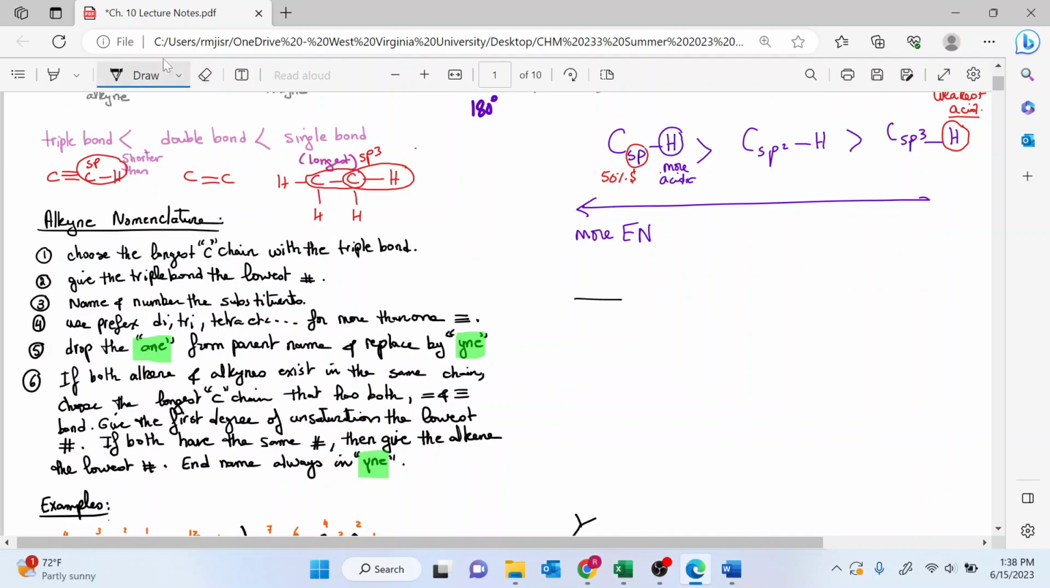So if we have a single bond between 2 triple bonds, that is going to be a very short bond compared to a single bond between 2 double bonds, compared to a single bond between 2 alkane groups. That bond here is going to be the longest bond.